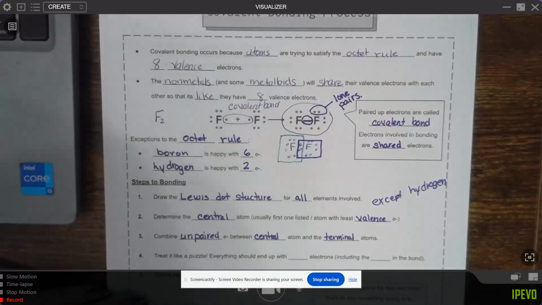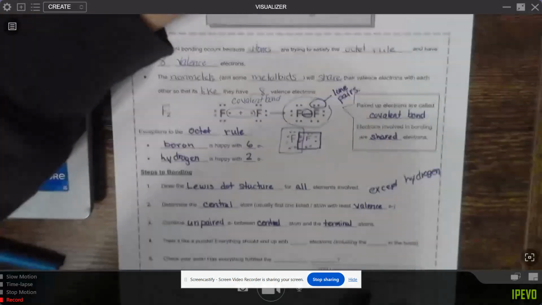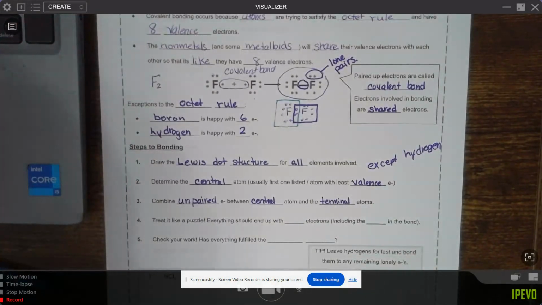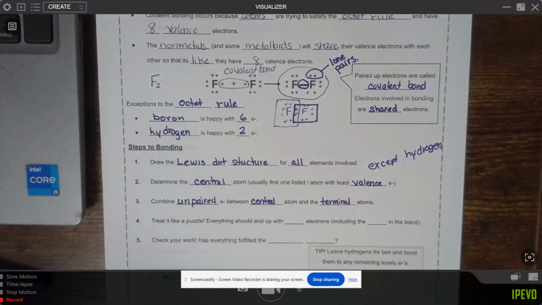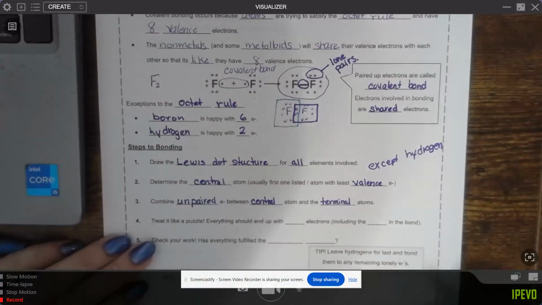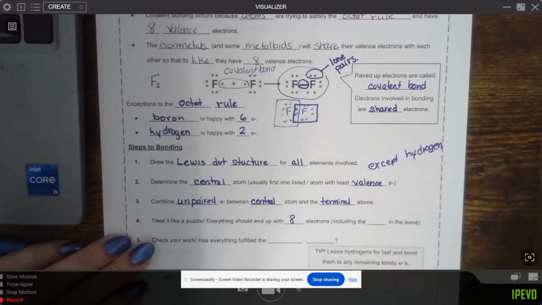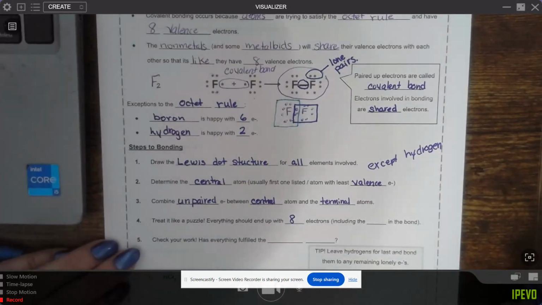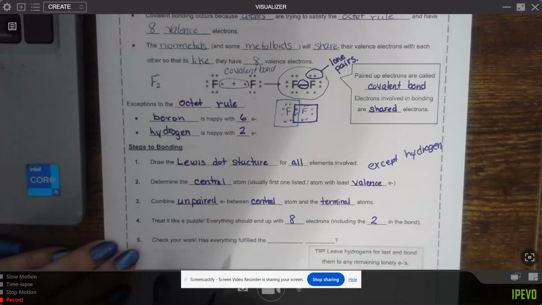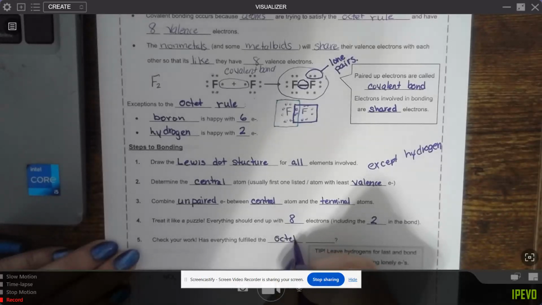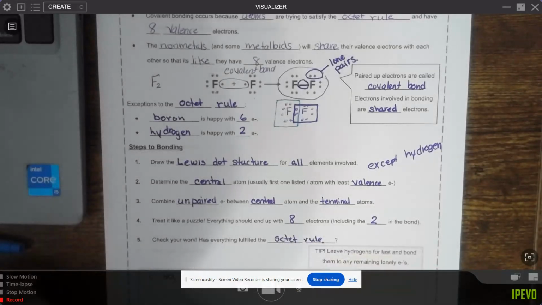Once you get to doing this, it actually is kind of fun. Some of you will find that right away, and some of you will enjoy this, and some of you maybe won't get there, but it's kind of like a puzzle. We need to put our pieces together so that every atom ends up with 8 electrons, including the 2 electrons that are in the bond. When you're done, we have to check our work and make sure everything has fulfilled the octet rule. Okay, so let's look at NCl3.